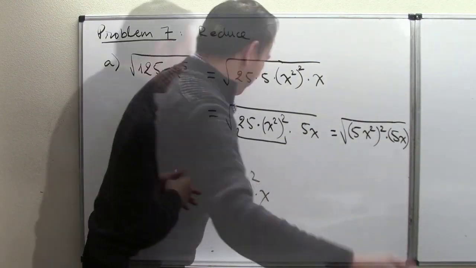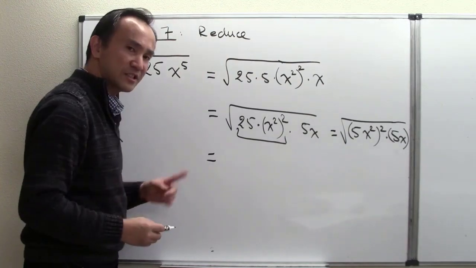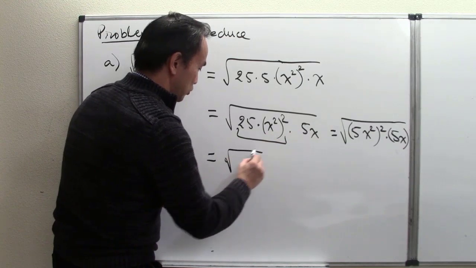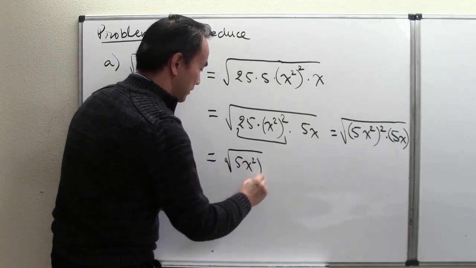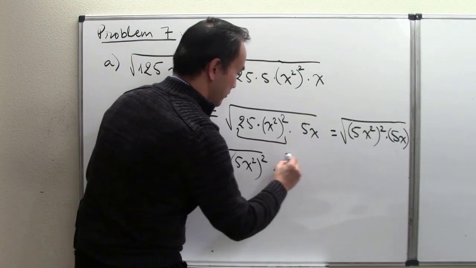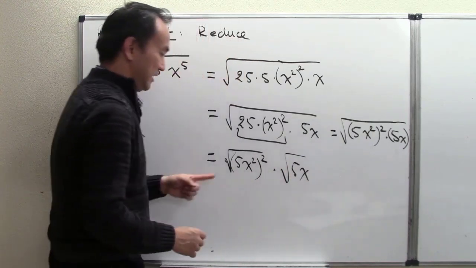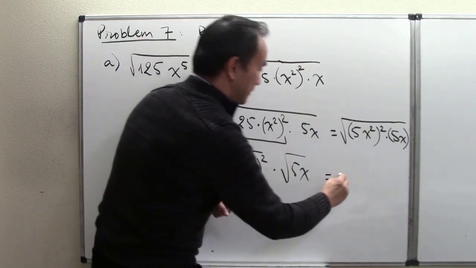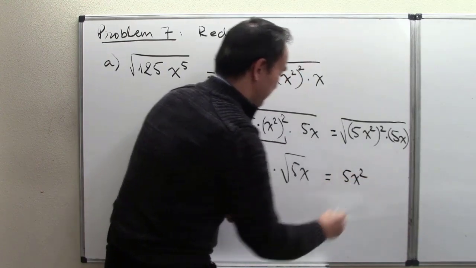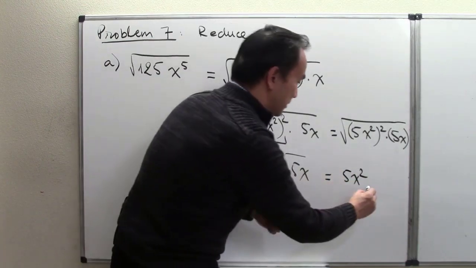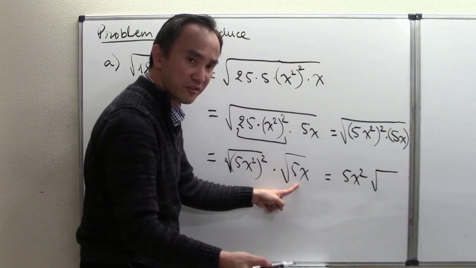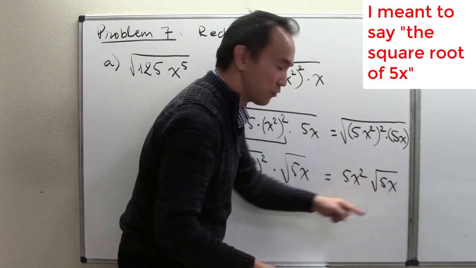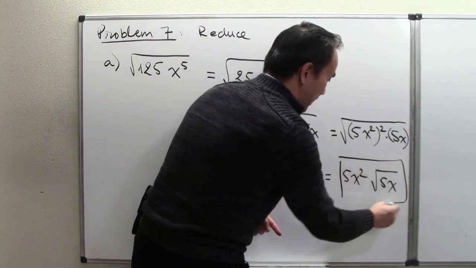Now in the next step, the product property can be used to make that the square root of 5x squared all squared times the square root of 5x. Taking the square root of a perfect square simply gives me 5x squared. That 5x squared is going to multiply with the irreducible 5x, because that can no longer be reduced. That is now our final answer.